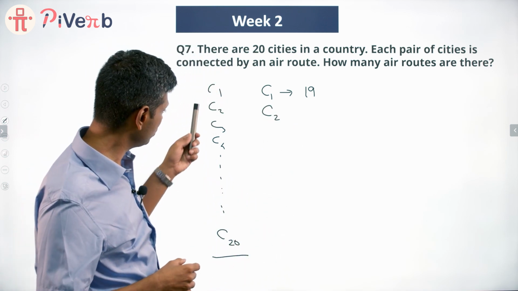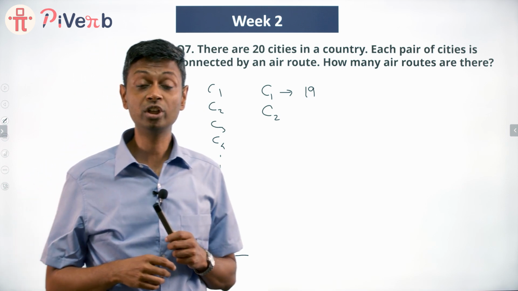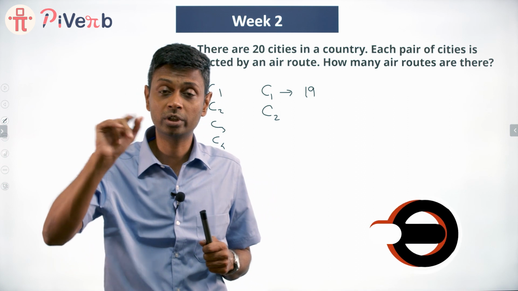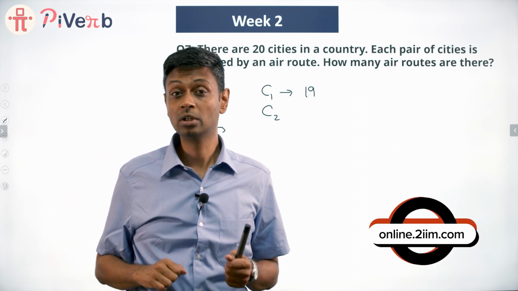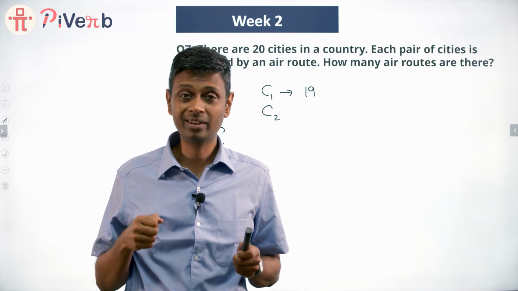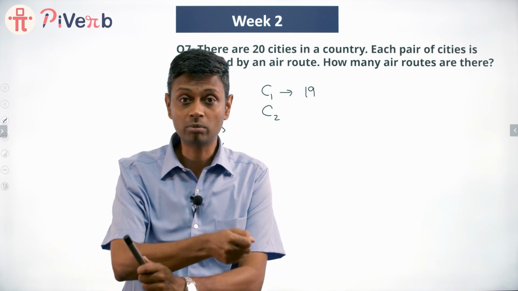C2, C3, C2, C4, C2, C5, I'll count all of that. C2, C1, I won't count that. Why will I not count that? Because C2, C1 has already been counted. It's like saying there is a route from Bombay to Chennai. I will count it as a Bombay-Chennai route. I cannot say there is a route from Bombay to Chennai and from Chennai to Bombay.